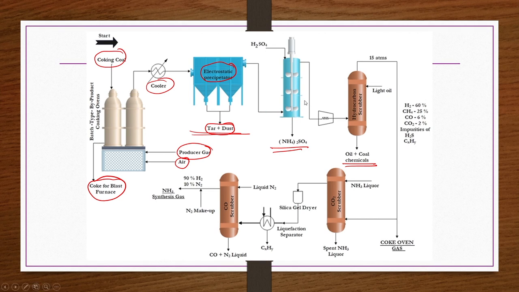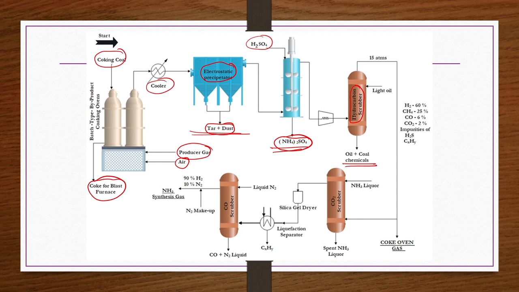Those gases are further taken into a sulfuric acid, H2SO4, scrubbing unit. Here the gases are put in from the bottom and H2SO4 is supplied from the top, so that scrubbing of the gases takes place, and during the process ammonium sulfate also forms. After this H2SO4 scrubbing, the gases pass through a compressor at 15 atmospheres pressure, and then through a hydrocarbon scrubber. By the name, it separates the hydrocarbons from the gaseous mixture, because the mixture is not only CH4, H2 and CO, it also has CO2, hydrocarbons, H2S, etcetera.